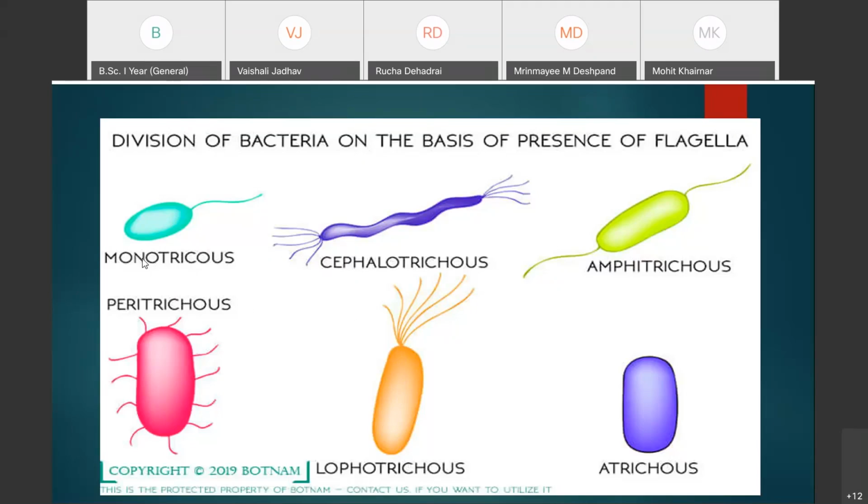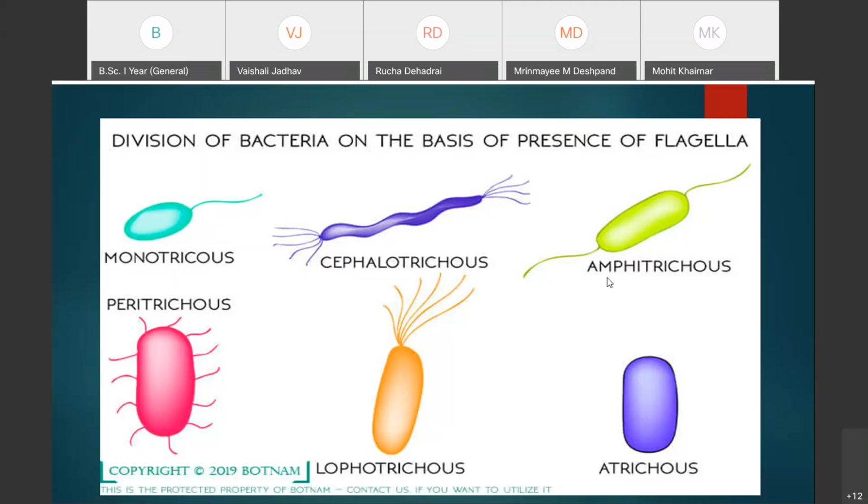Here the first one you can see is the monotrichous. Mono means single, that means a single flagellum is present at one pole, and it is said to be monotrichous bacteria. When a single flagellum is present at one pole of the bacterial cell, it is said to be monotrichous.